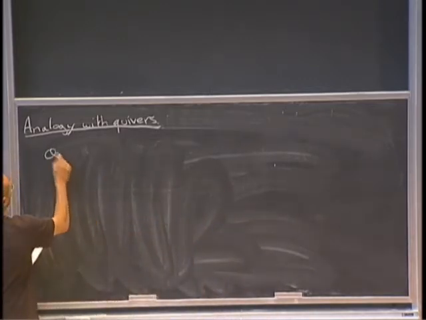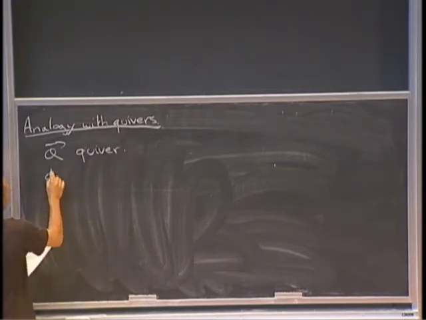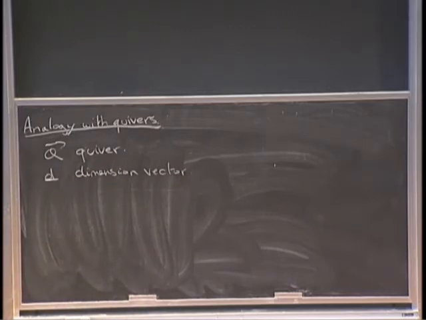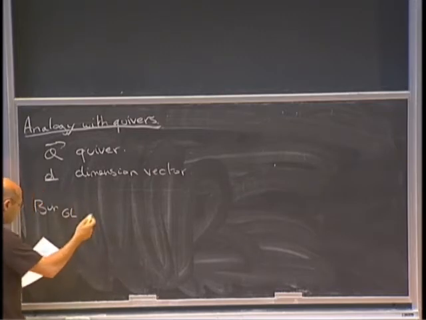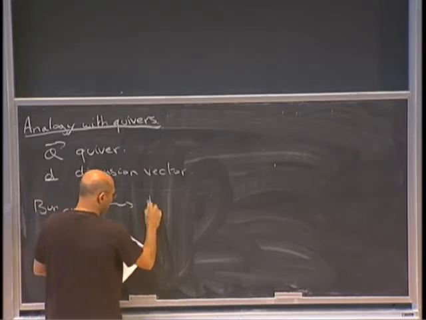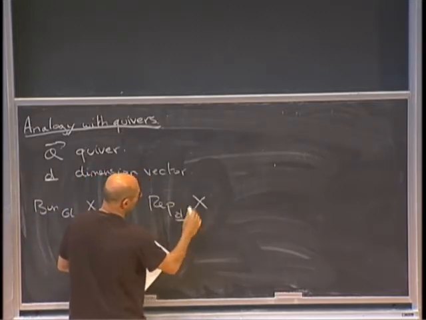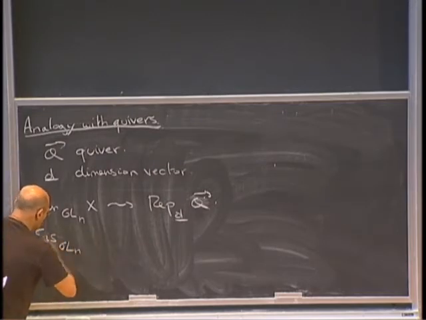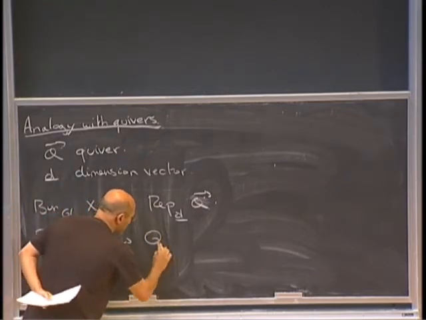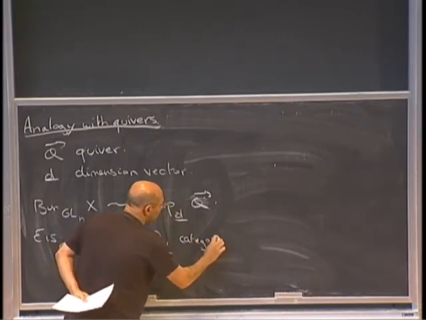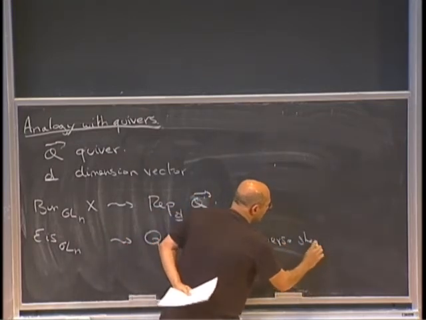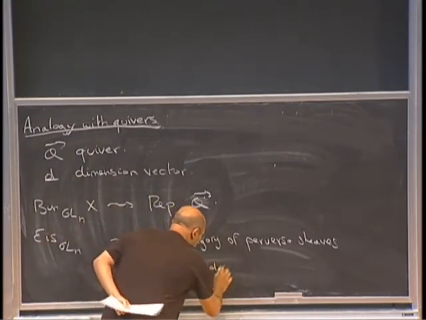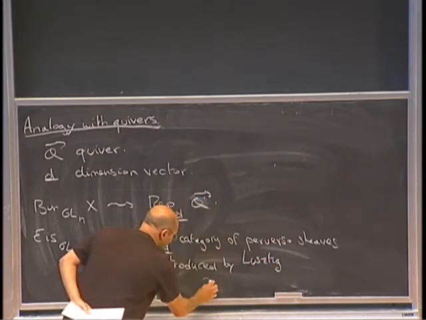So in this case, you take Q, a quiver, and you can take D, a dimension vector. I think Victor used alpha, but. And so, well, Bun_G, or Coh, would be a better analogy, G on X, this is replaced by the moduli stack of representations of your quiver, and this category of Eisenstein sheaves, this is a certain category denoted by Q_D, a category of perverse sheaves, which was introduced by Lusztig, and this is strongly related to the theory of canonical bases.